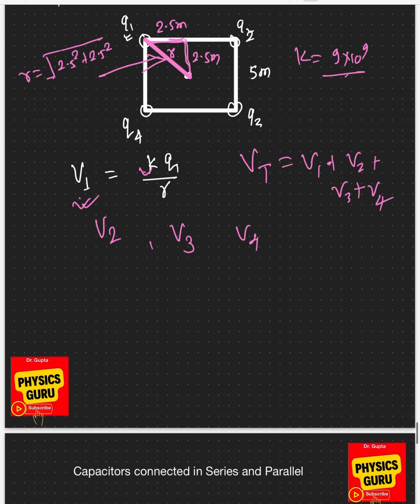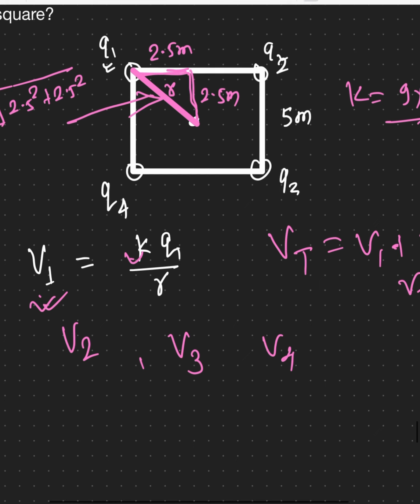So that's how you find out the potential. And now for the electric field, it is a little bit complicated because electric field is a vector quantity, so you have to think about the direction as well. So I'm going to give you an example here.